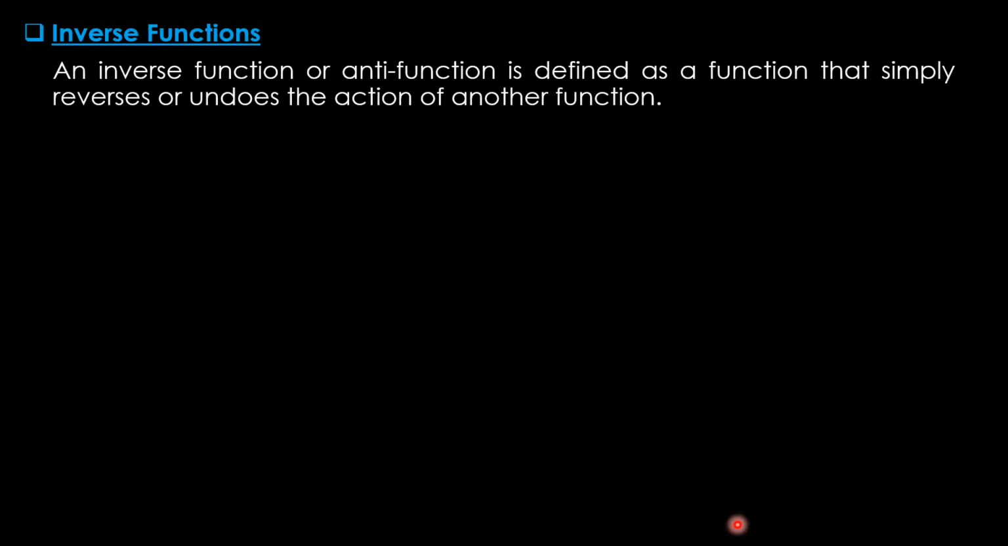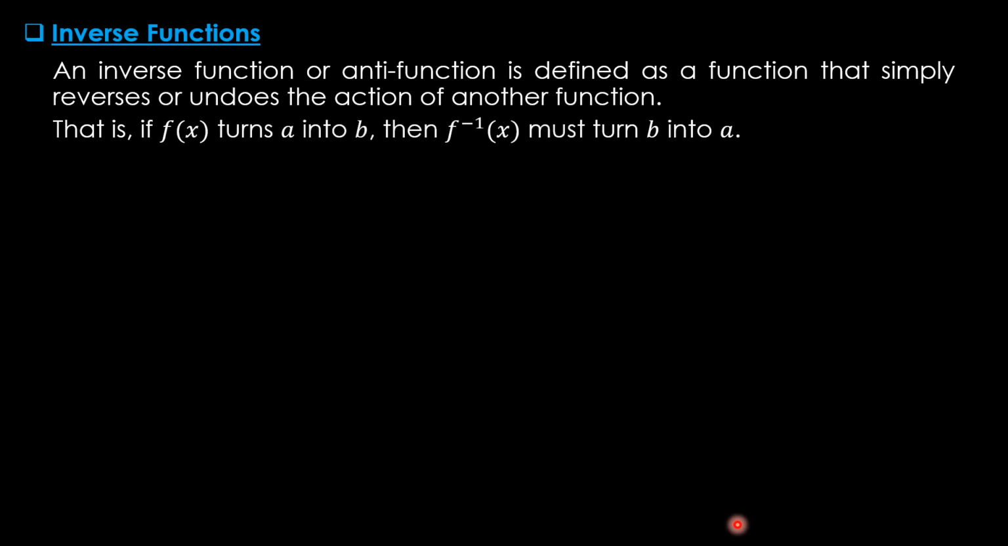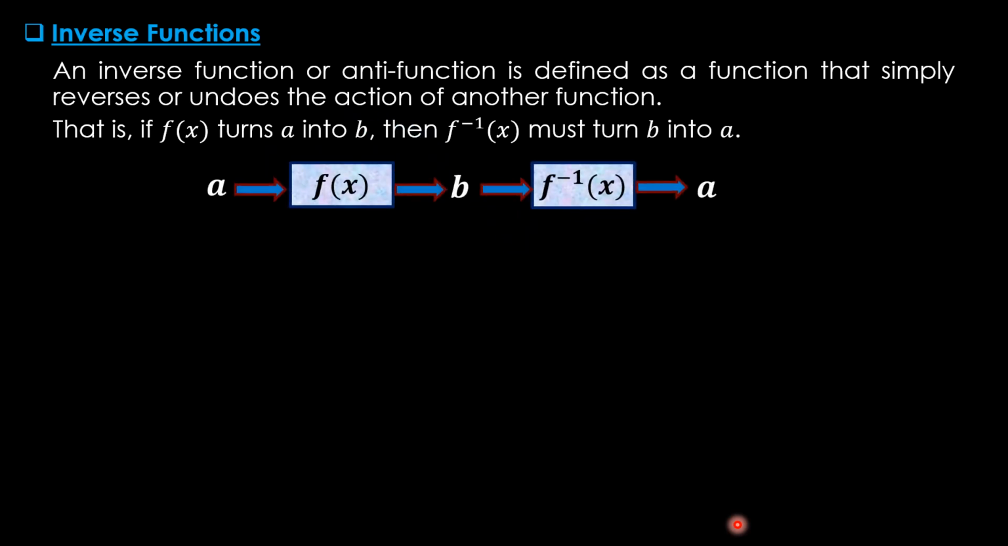Now inverse functions. An inverse function or anti-function is defined as a function that simply reverses or undoes the action of another function. That is, if f(x) turns a into b, then f inverse x must turn b into a, which is very important. So if f(x) turns a into b, then definitely the inverse function of this f(x), which is f inverse x, must turn b into a again.